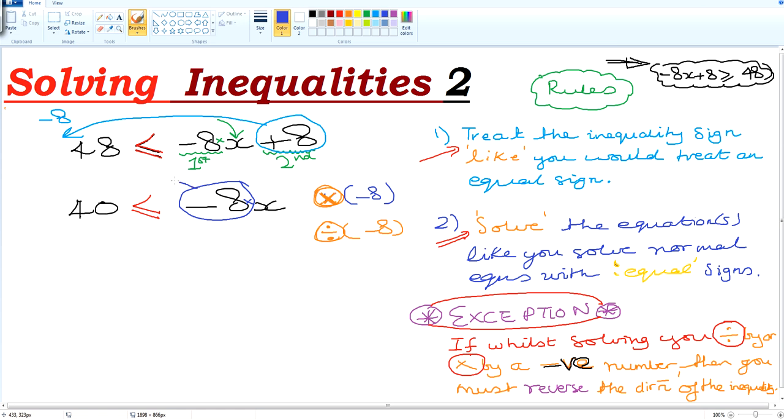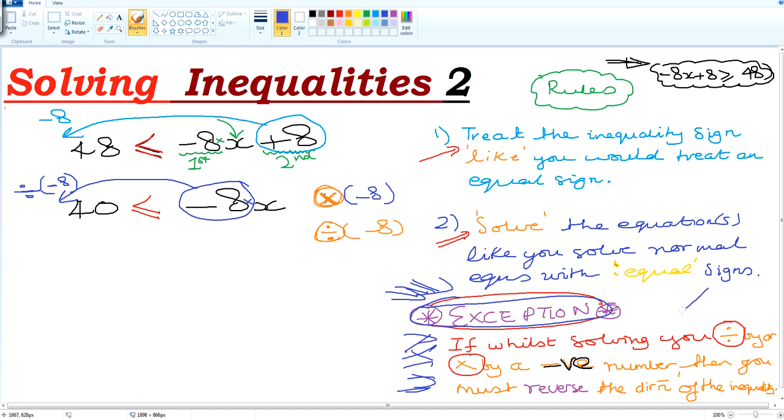So grab the minus 8 by the scruff of the neck. Let's throw you over the inequality sign. You were a times by minus 8. Now you're going to become a divide by minus 8. The minus part doesn't change, just the multiply becomes divide. Now, alarm bells should start ringing, and we should start looking at the exception. Here's the exception.